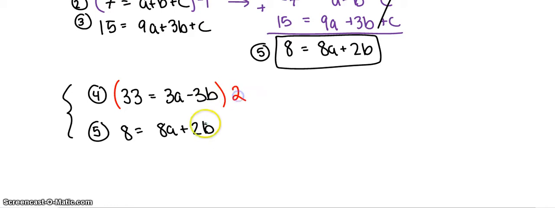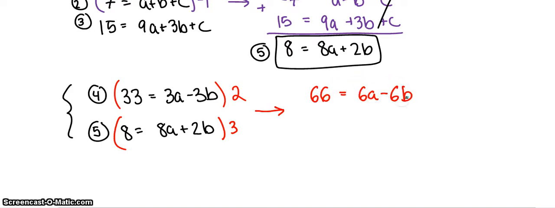If I multiply this one by 2, I'll have negative 6b. And if I multiply this equation by 3, I'll have positive 6b. So if you multiply both equations, you can get equations that cancel out. So 33 times 2 gives me 66 equals 6a minus 6b. Okay, that's just a multiplied factor of this equation. These are equivalent because I multiplied everything.